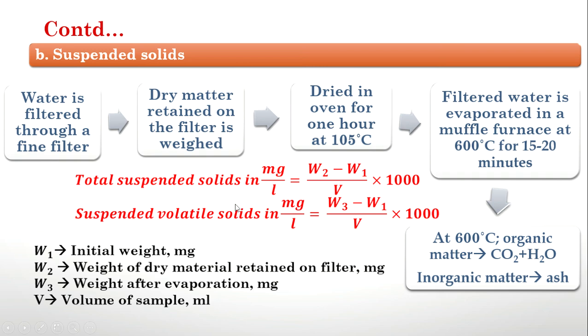W2 is the weight of dry material retained on the filter. W1 is the initial weight. So the weight of dry material retained on the filter minus the initial weight, divided by the total volume of sample, will give the total suspended solids, and the weight after evaporation minus the initial weight, divided by volume, will give the suspended volatile solids. This is how we can find the amount of suspended solids in water.